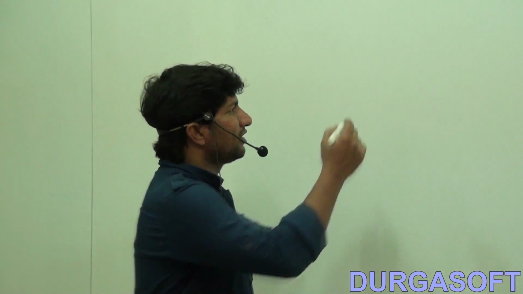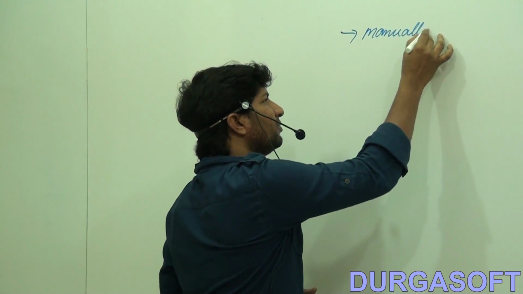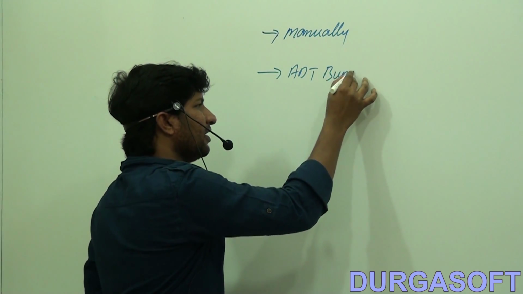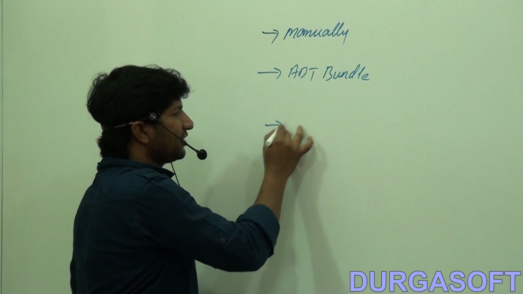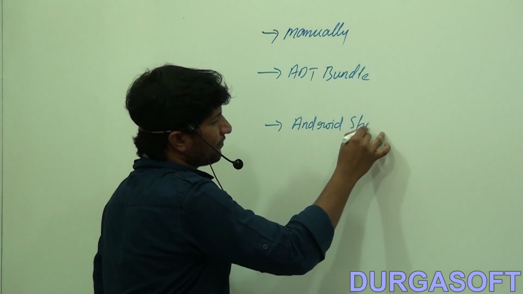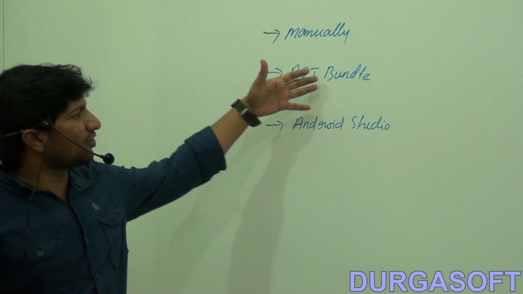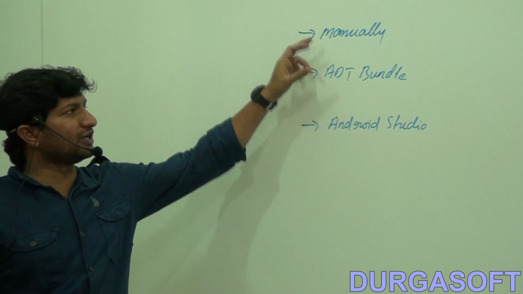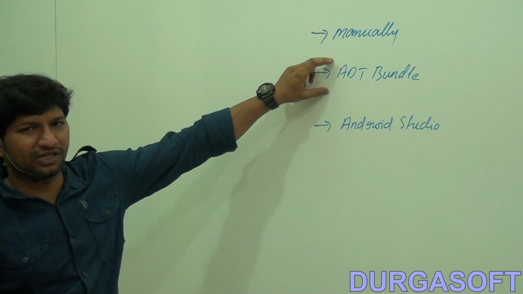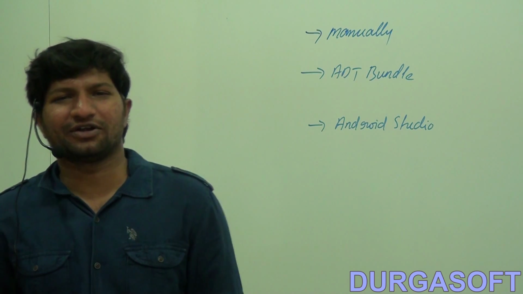You can configure the Android environment manually, or by using ADT bundle, or by using Android Studio. So these are the three different ways. The first one is manually, the second is by using ADT bundle, and the third is by using Android Studio.